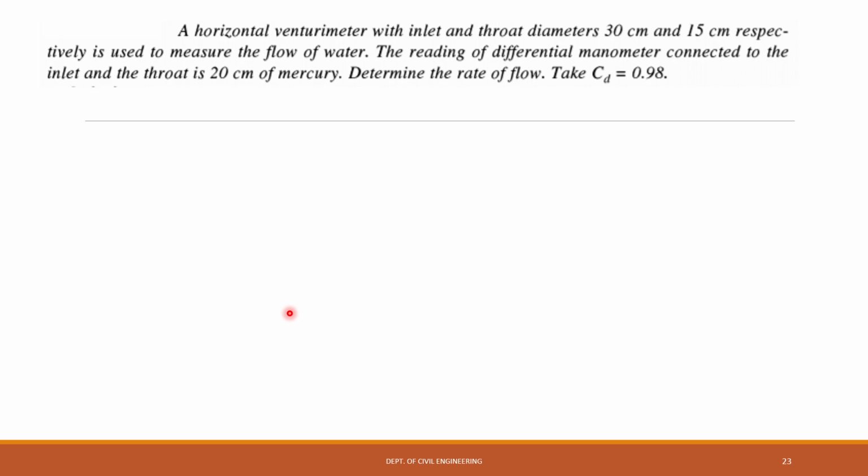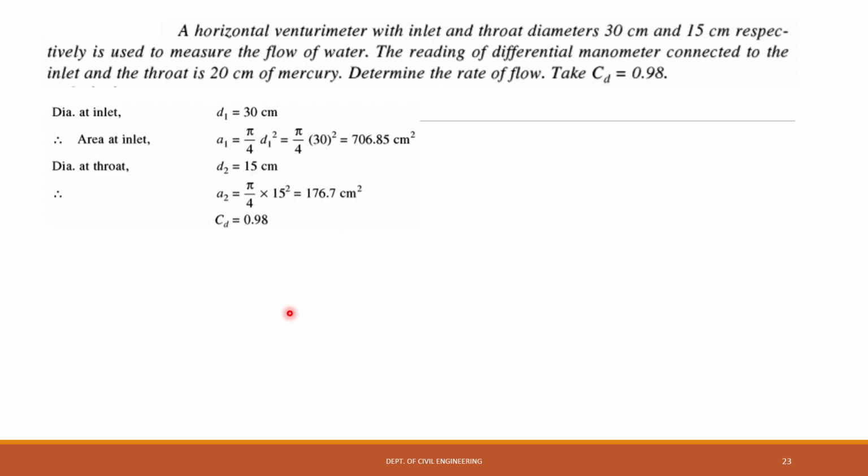Okay. In this question, the given data are the inlet diameter and the throat diameter. So from these diameters, you can find out the inlet area and throat area. Inlet area can be taken as A1 and throat area can be taken as A2. So here area at inlet A1 is found out, area at throat is also found out. Then CD is also given, CD is equal to 0.98. Then the reading of differential manometer connected to the inlet and throat is 20 centimeter of mercury. So this pressure head is given in terms of mercury.